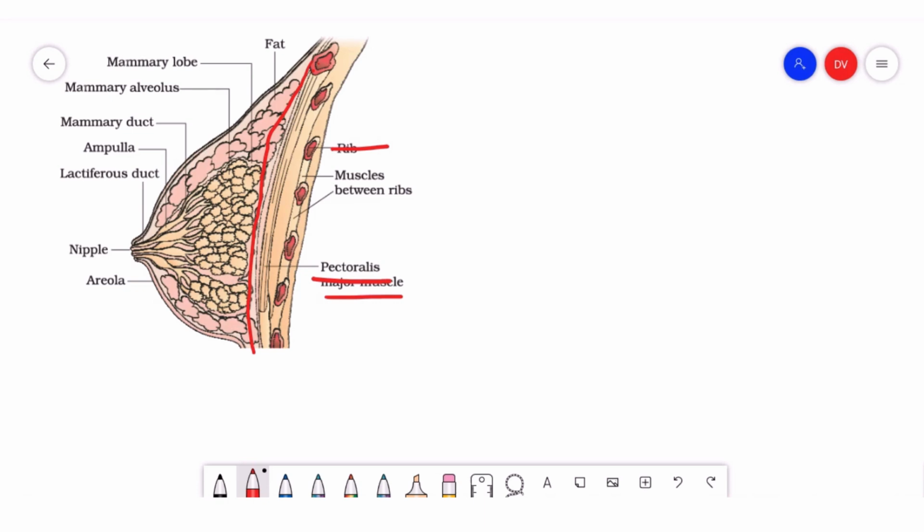So look at this structure, guys. Look at this structure. This breast is made up of two tissues. What are they? One is the glandular tissue, and another one is the fat tissue. All these parts which you can see here, the side parts, are fat. The center part where you can see some lobes, that is the glandular part.